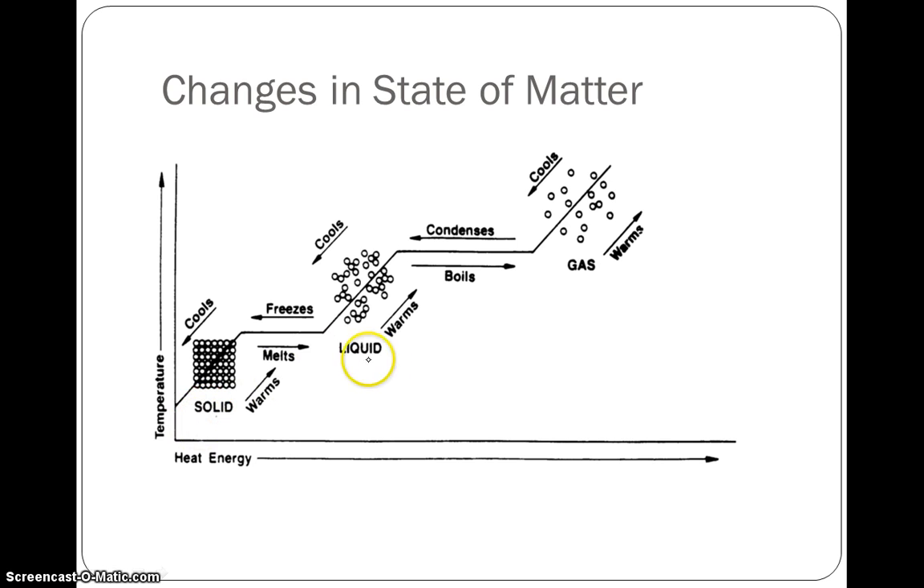Between our solid and our liquid, we've got freezing and melting, depending on what direction we're moving on the flat line. And between our liquid and our gas, we've got condensation and boiling happening, depending on what direction we're moving again. So this gives us a nice little roadmap where we can see what state of matter we have and what state of matter we're going to when heat is added or removed in a state change situation.